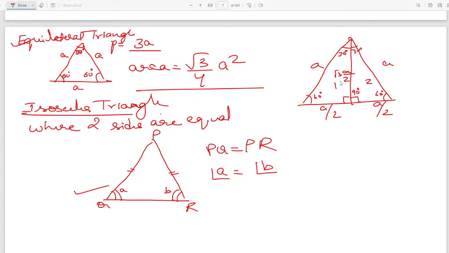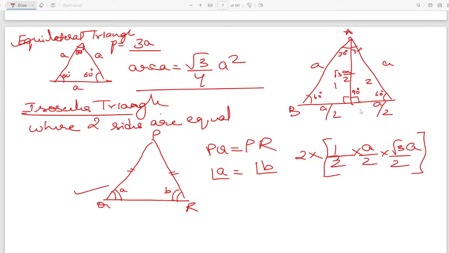So both the triangles are equal, and the area of both the triangles are equal. In this case, this is half into base, which is a by 2, and height would be root 3 by 2 into a. This is the area of one triangle. If you multiply this by 2, you would get the area of the whole triangle ABC.